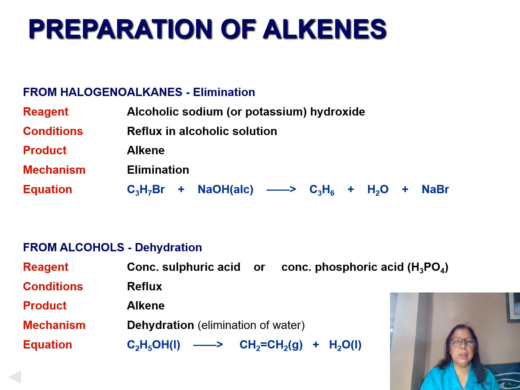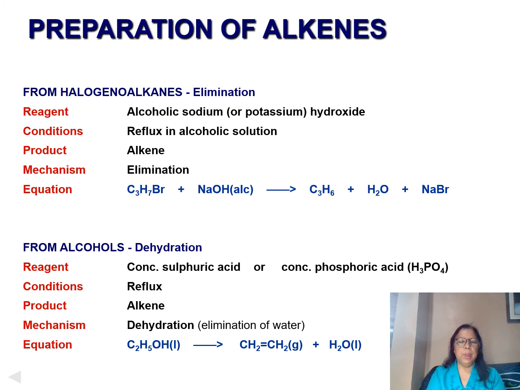You can prepare alkenes from elimination process from the halogenoalkanes. So this is the equation. So here is your halogen, Br, the bromine. So this is your halogenoalkanes. How are you going to do elimination? Addition of alcoholic sodium hydroxide. And it will form the C3H6. This is the propene. Of course, you have byproducts, water, and sodium bromide.